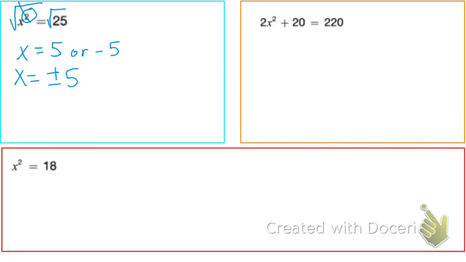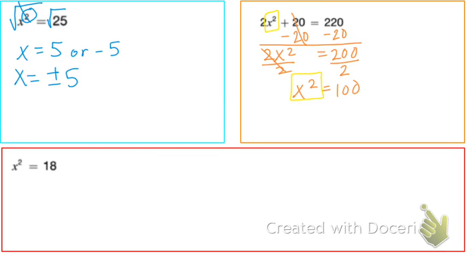Now let's look at the one on the right. So for this one, before you take the square root to undo the square, what is being squared has to be by itself. So we need to move that plus 20 over and that 2 over to the right. So I moved that plus 20 by subtracting 20. I undid the multiplying by 2 by dividing by 2. Now x squared is by itself.